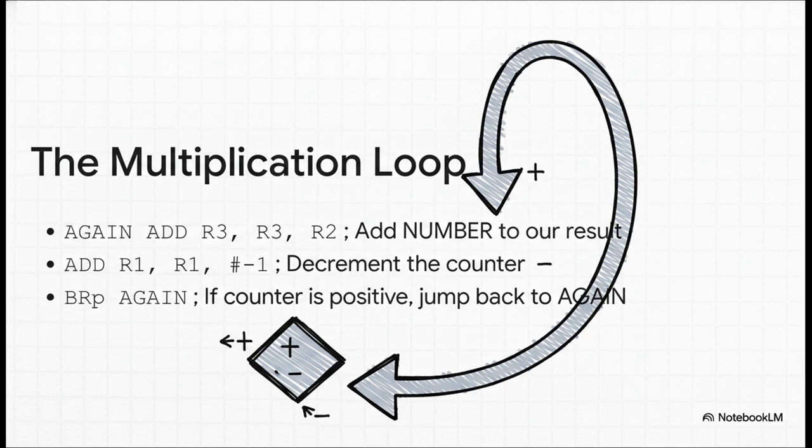And now for the main event, the loop itself. See that label there? Again, that's our bookmark. The first line adds our number from R2 into our result register, R3. The next line subtracts 1 from our counter in R1. And here is the magic. That BRP again instruction checks if the counter is still positive. If it is, boom, the program jumps right back up to that again label and does the whole thing over. And it's just going to keep doing that, adding and subtracting until the counter hits 0.